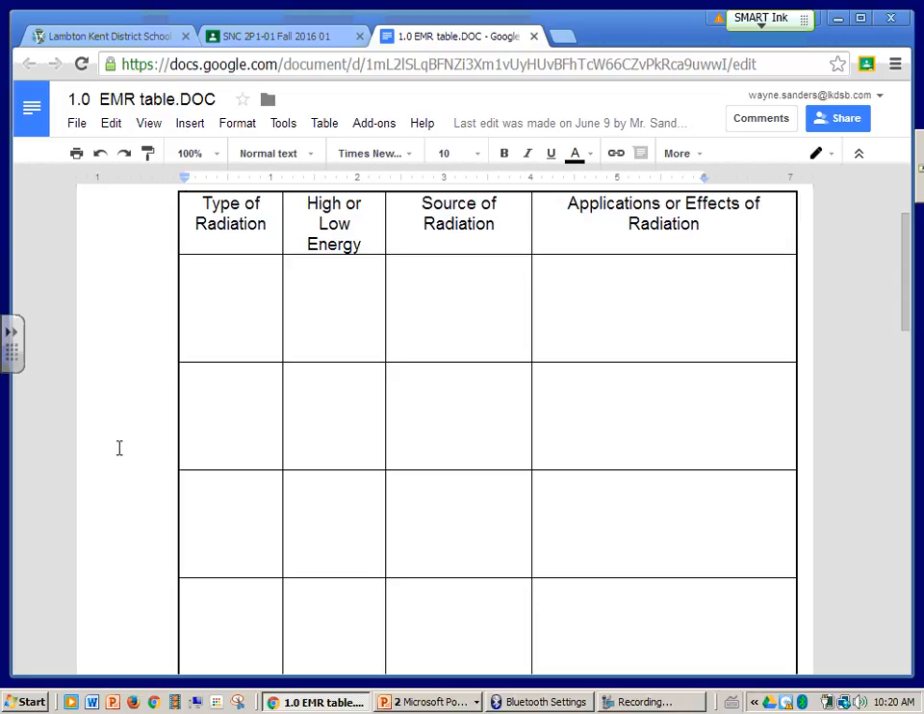So in the first one, put down AC, because we're going to work our way across. And you could fill out whether it's high or low energy. Is AC high or low energy? Low energy, all right? Sources of radiation. Sources of AC are the electricity in the wires, so the wires of our house. So for source, you could put electricity in wires.